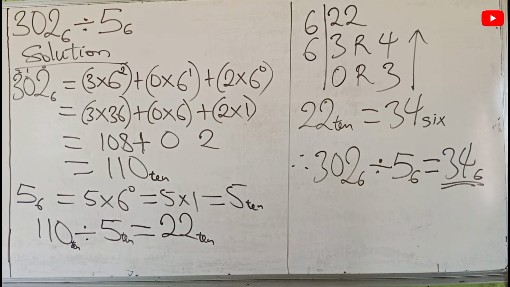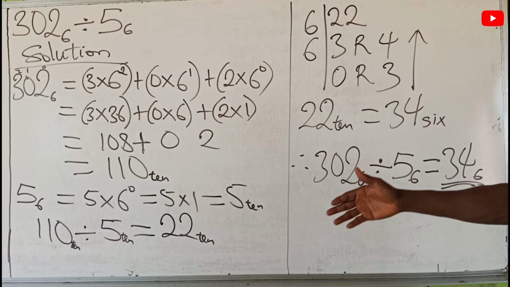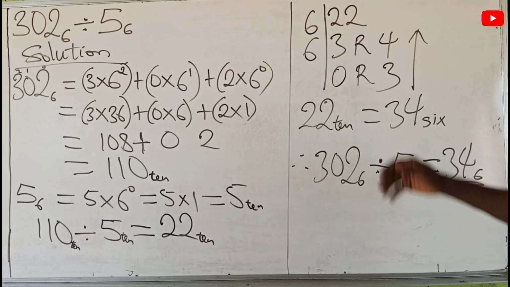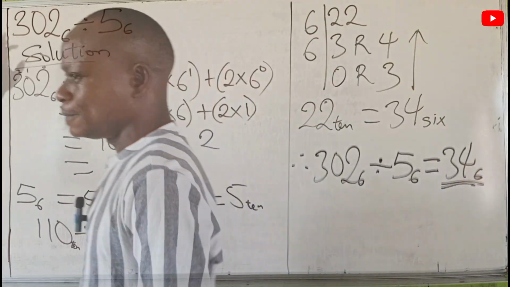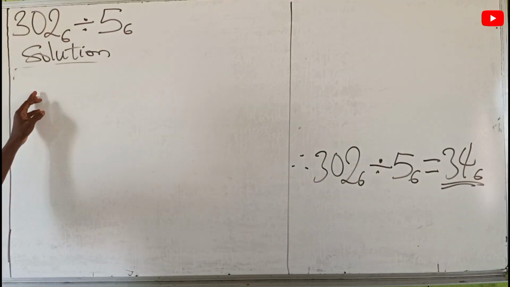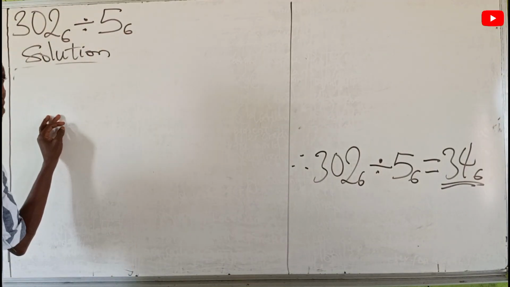Now, this is the first method. It is easy. Just convert to base 10, do your divisions in base 10, and then convert the final answer back to the base that was given. Now, I want to look at the second method. So let's move over to the second method. In the second method, I will be dividing directly in base 6.